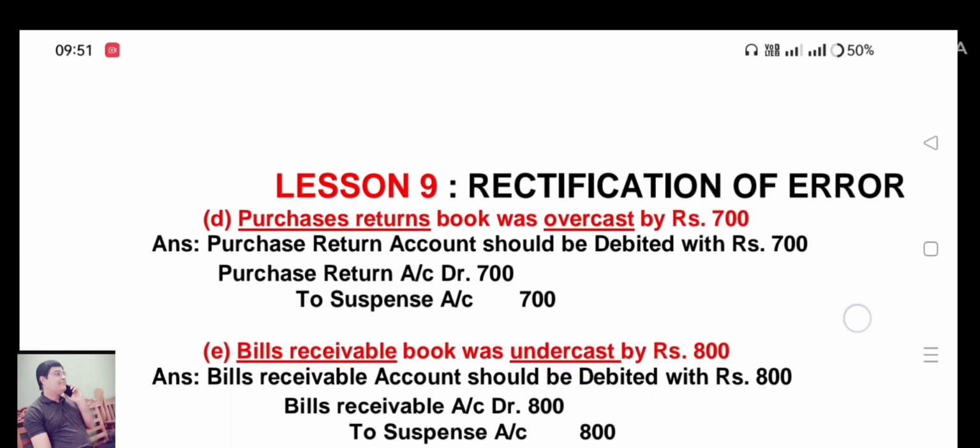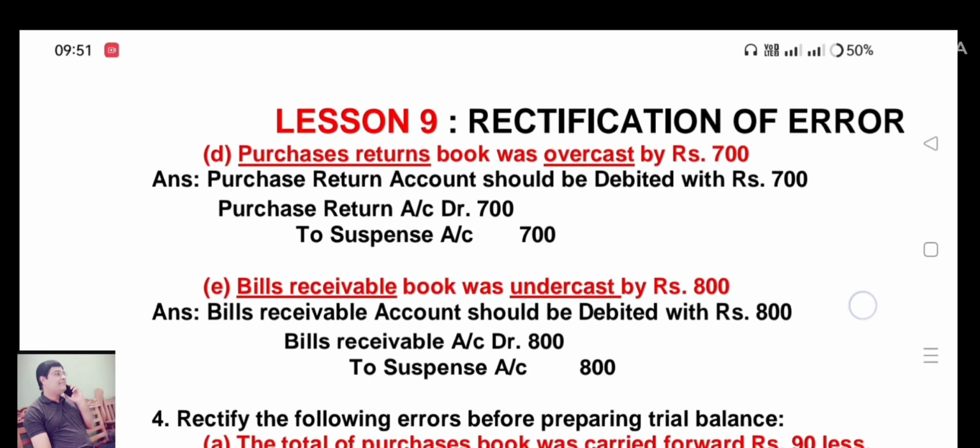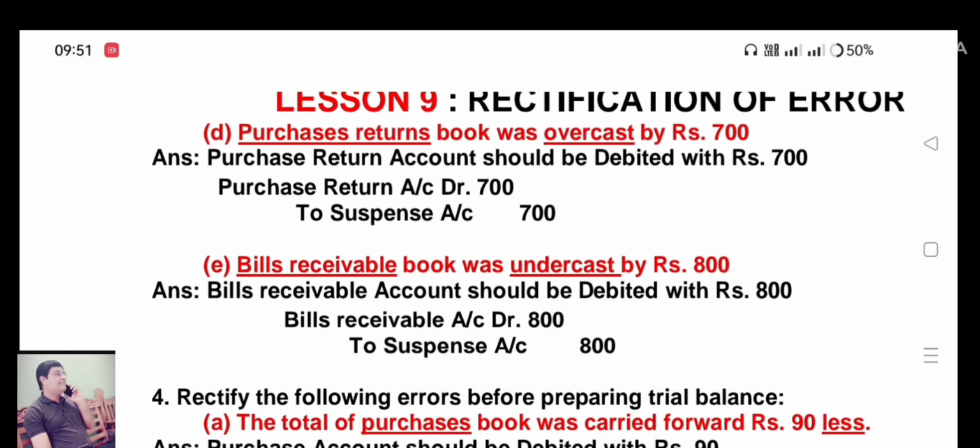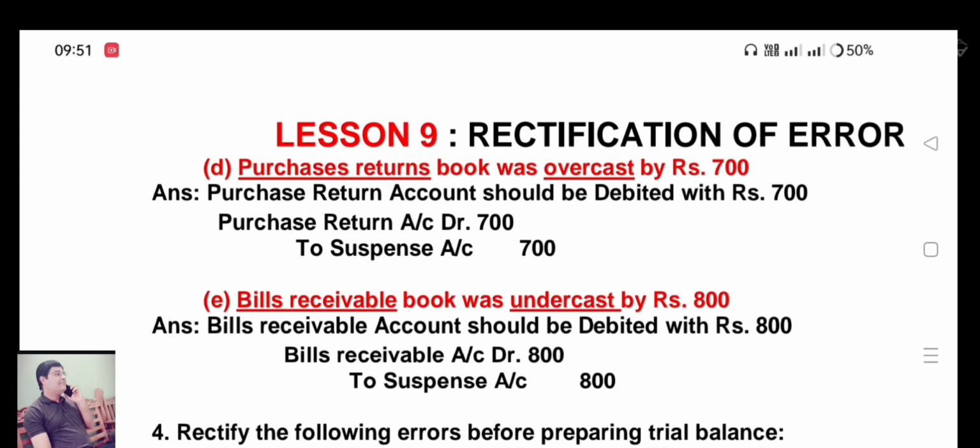D. Purchase return book was over cost by rupees 700. Over cost means opposite. Normally purchase return is credit balance, but opposite means debit you have to write. So this is the error which we have to rectify. Purchase return account should be debited with rupees 700. Rectify entry is purchase return account debit to suspense account 700.